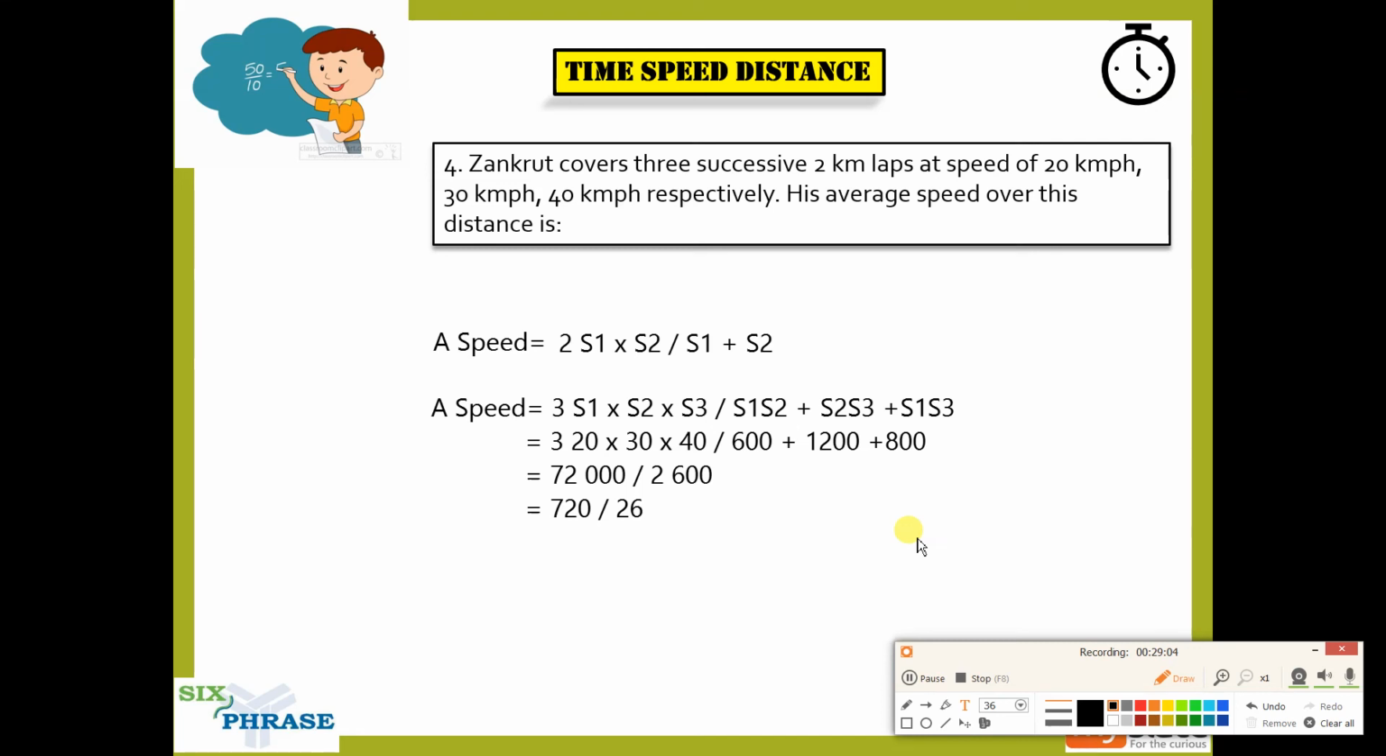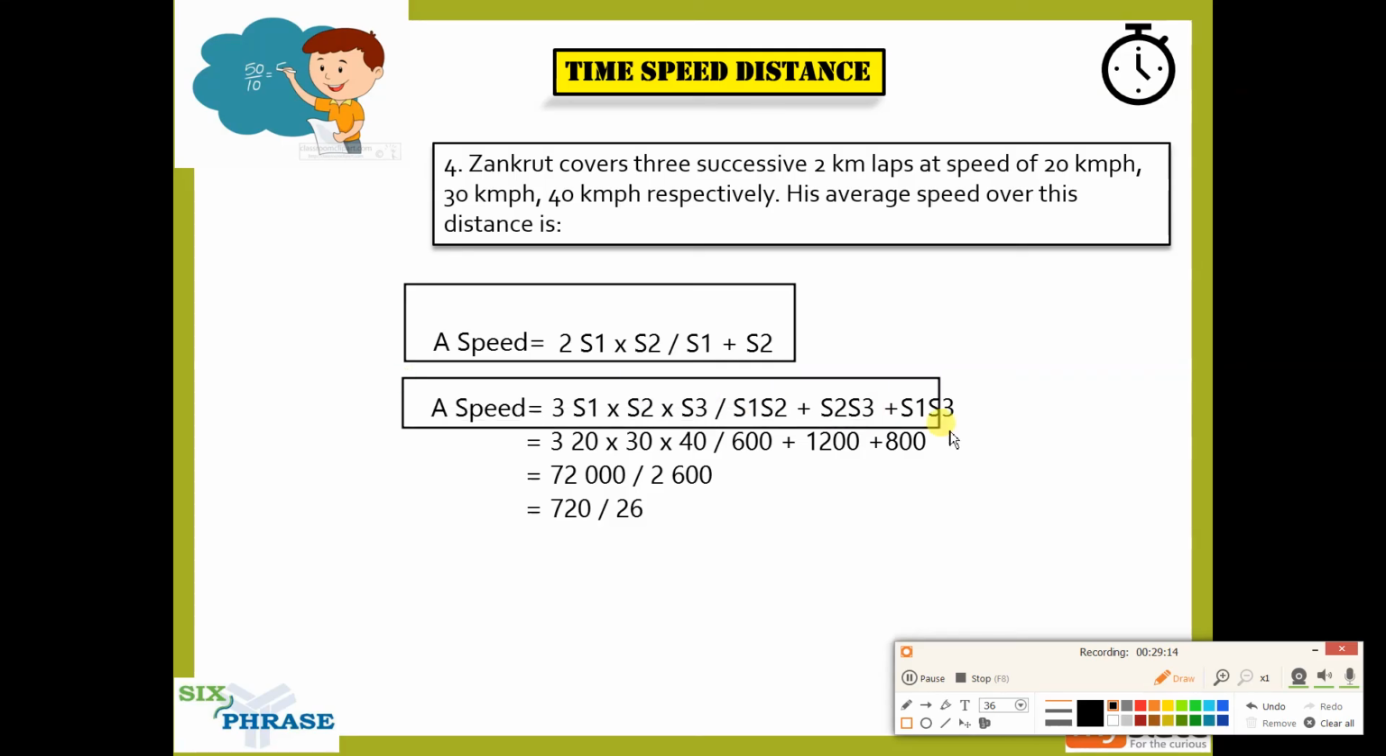But I hope you understand how I use the same shortcut. This is for two speeds, or two segments. This is for three segments or three speeds. When you have three speeds, this is the formula. Just a minor arrangement that I've done. But still, these are shortcuts, right?